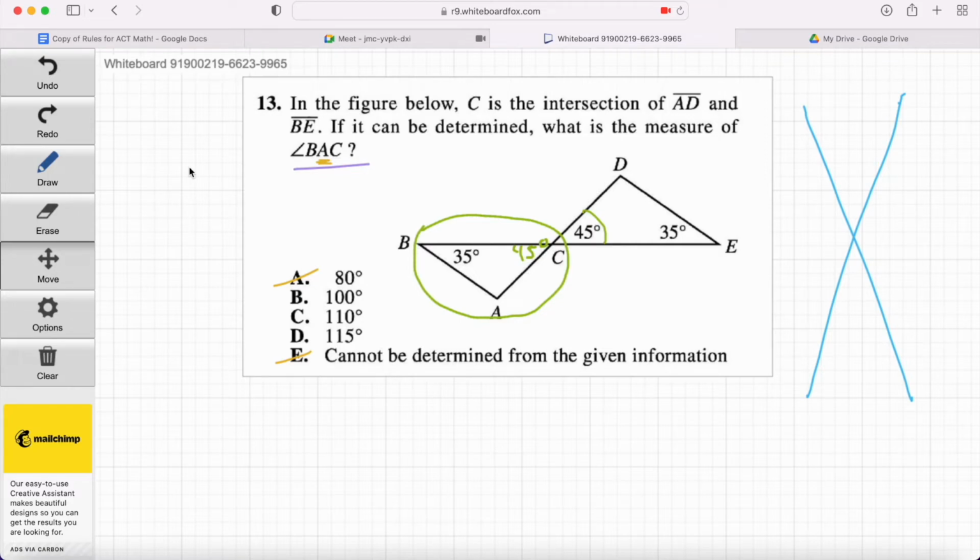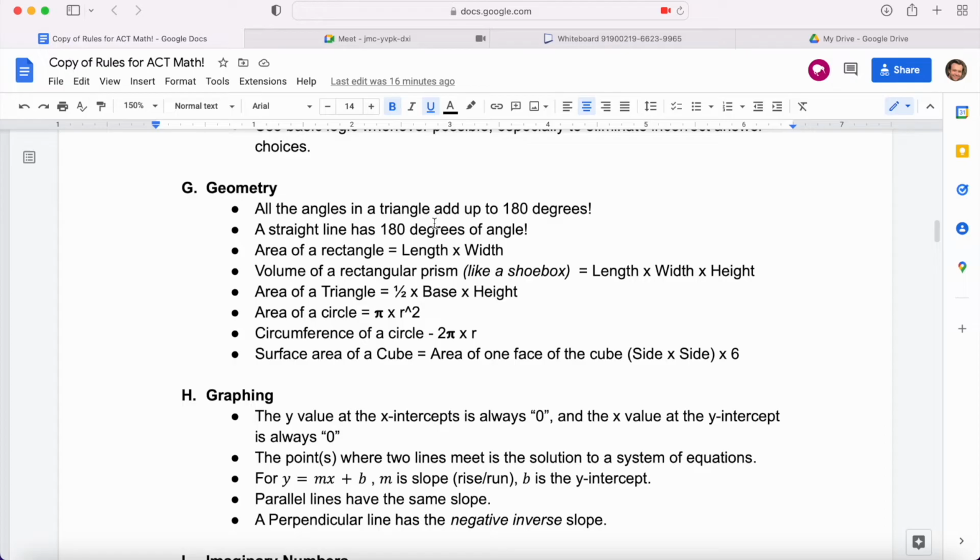I do not. Every triangle has 180 degrees. 180 degrees, okay. Yeah, you got to know that. I think that might be on the rules. Let me double check real quick. There we go. Okay. Second bullet point in geometry, right?